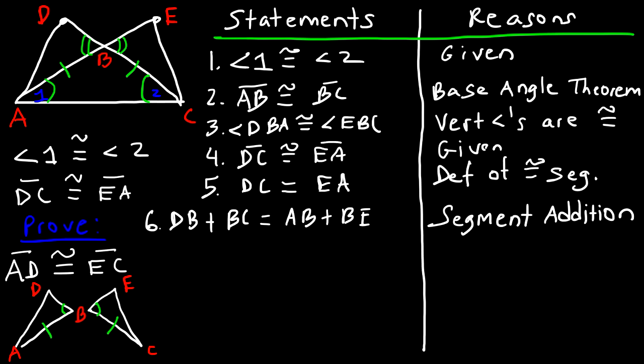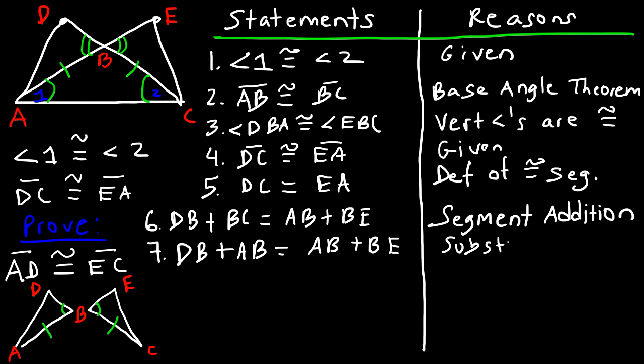Now, what do you think we should do at this point? What's our next step? Now, looking at statement 2, notice that AB and BC are congruent. So we could therefore replace BC with AB. So in step 7, we're going to have DB plus AB is congruent to AB plus BE. So we've replaced or substituted BC with AB. So this is going to be the substitution property. So I'm just going to write substitution, but on the test I would put the word property as well. I'm running out of space.